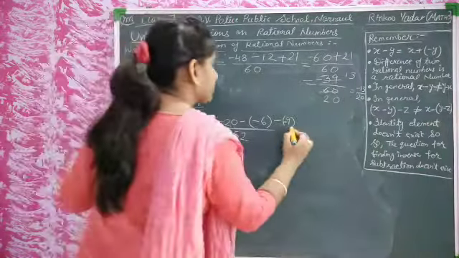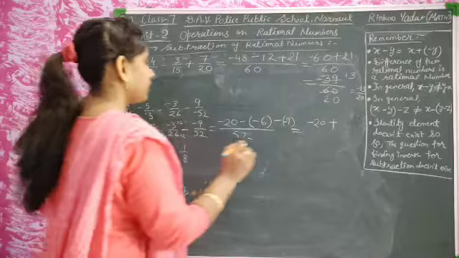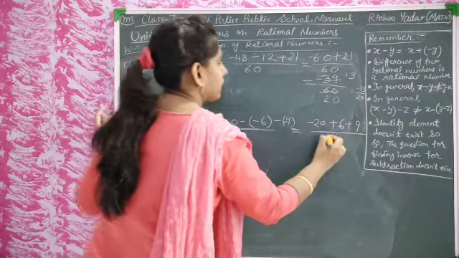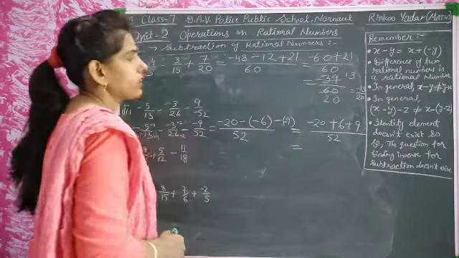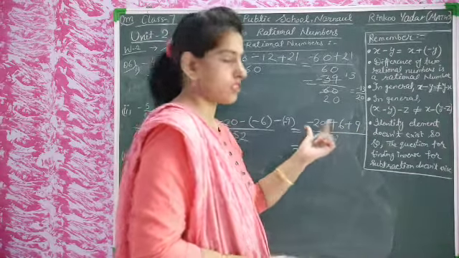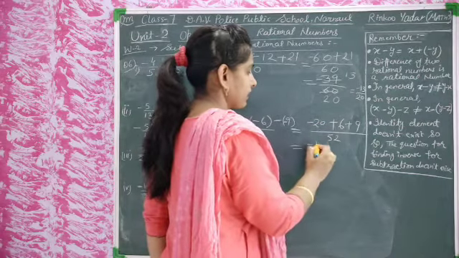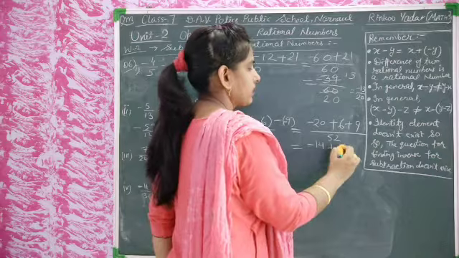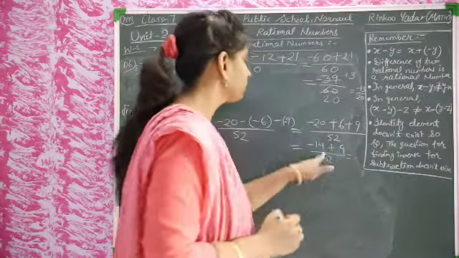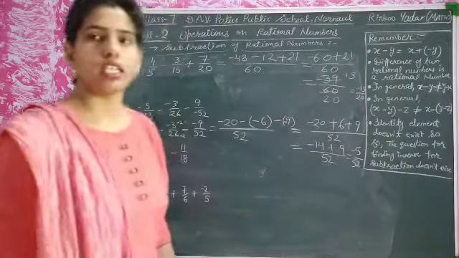Minus 9, and it becomes minus 20, and minus that is plus here, and 6, and plus 9. There is also minus and that is 52 here. Now we are solving. Which number do you have to add first? Minus 20 plus 6 equals minus 14, and plus 9. Is it clear? And divided by 52, that equals minus 5 divided by 52. This is the answer here.